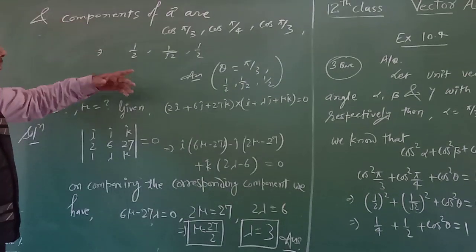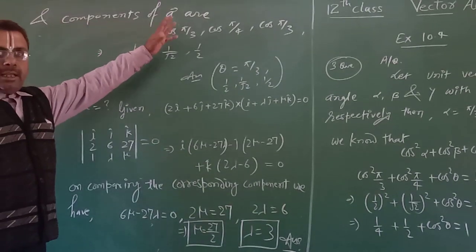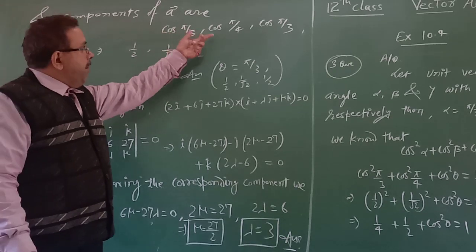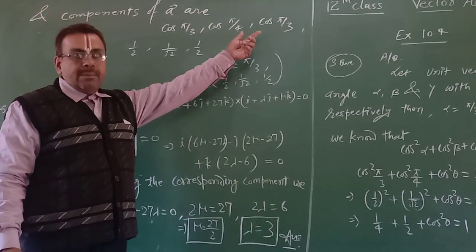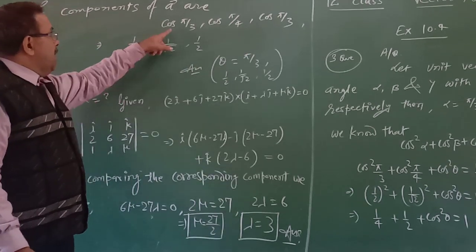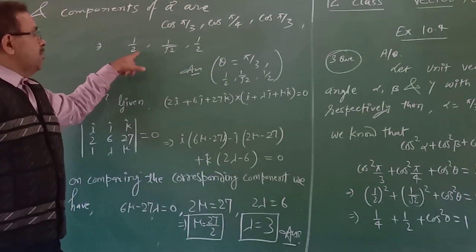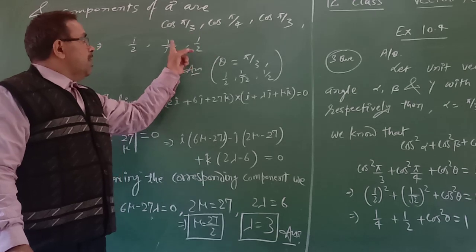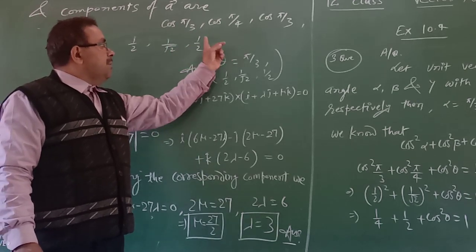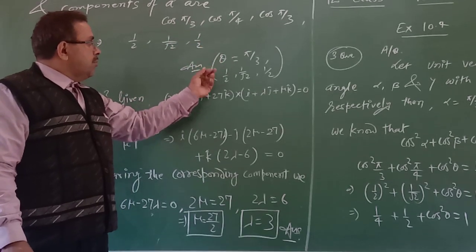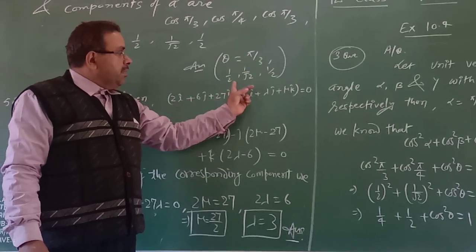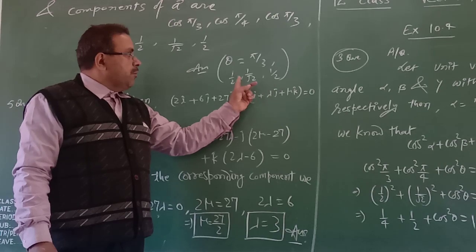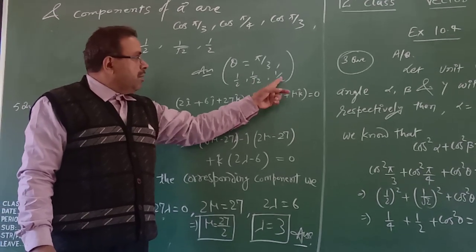And also the components of vector A are l, m, n. It means cos pi by 3, cos pi by 4 and cos pi by 3. The value of cos pi by 3 is 1 by 2, cos pi by 4 is 1 by root 2 and cos pi by 3 is 1 by 2. Hence, the final answer of this question: the value of theta is equal to pi by 3 and the components are respectively 1 by 2, 1 by root 2 and 1 by 2.